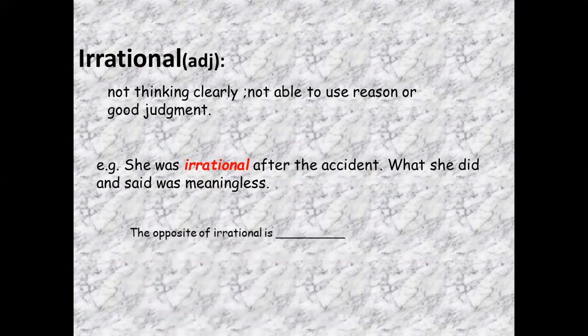The opposite of irrational is, we have to drop the I and the R at the beginning, and we will have rational. Rational means reasonable, and having good judgment is the opposite of irrational, which means unreasonable and not having a good judgment.